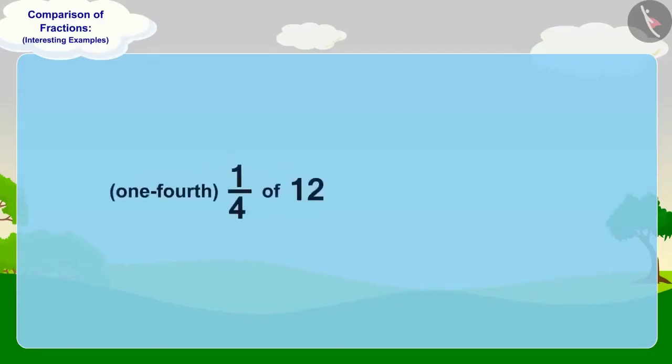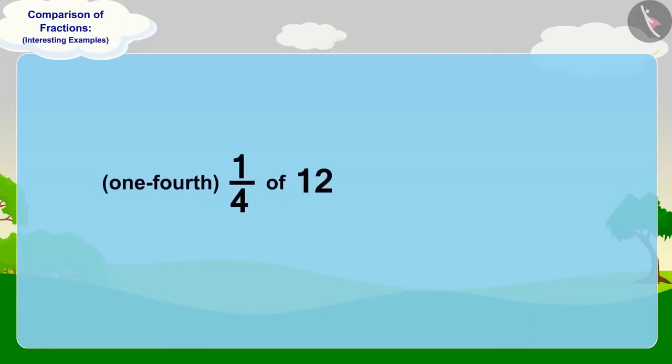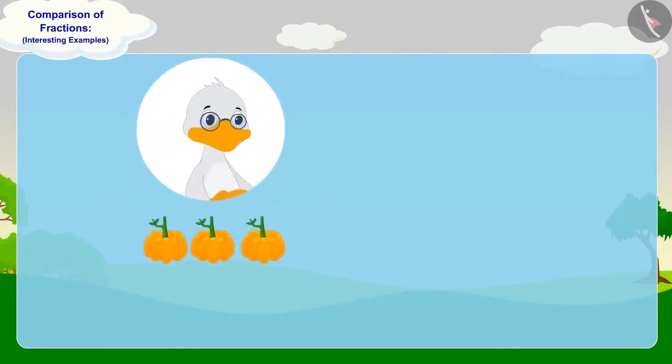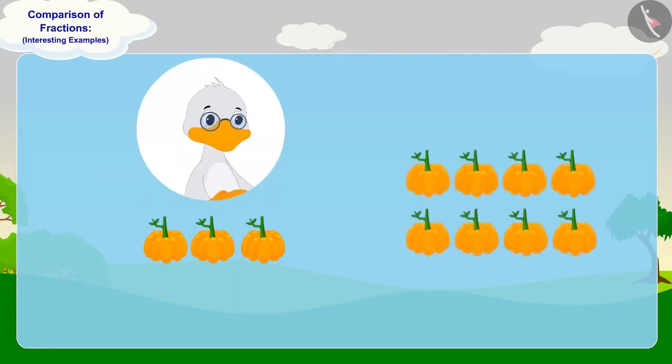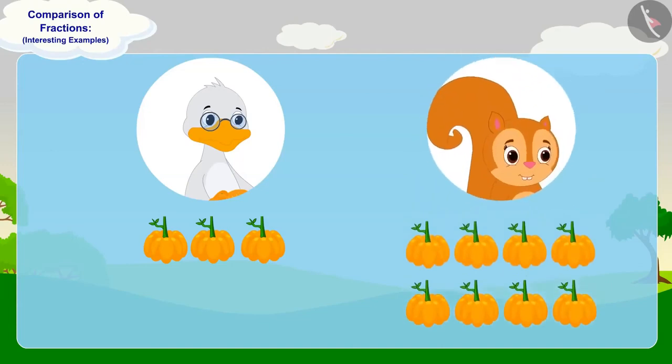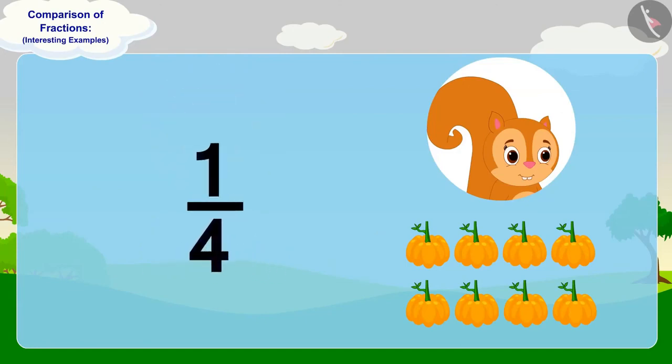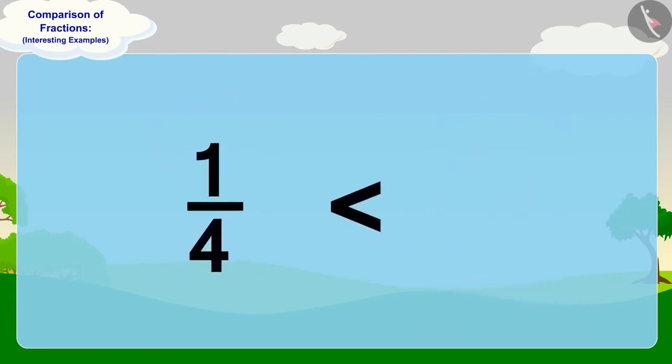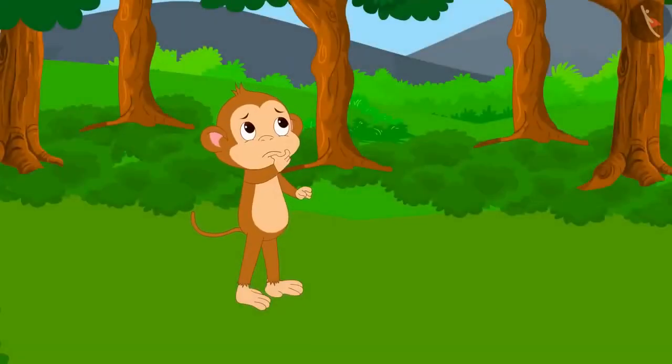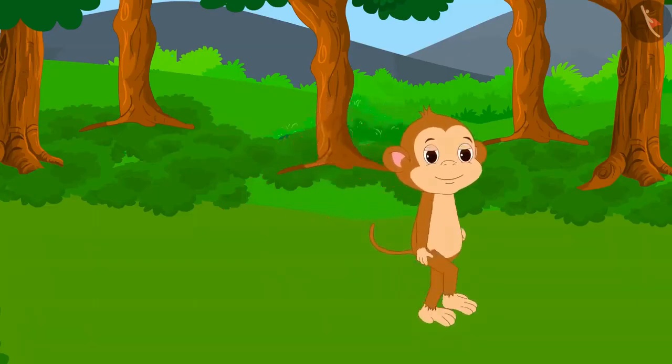Babban will give 1/4 part of 12 pumpkins or 3 pumpkins to Uncle and 2/3 of 12 pumpkins or 8 pumpkins to Chanda. In this way, Babban will give more pumpkins to Chanda. Children, in other words, we can say that the fraction 1/4 is less than 2/3. Babban returned home happily thinking of this.